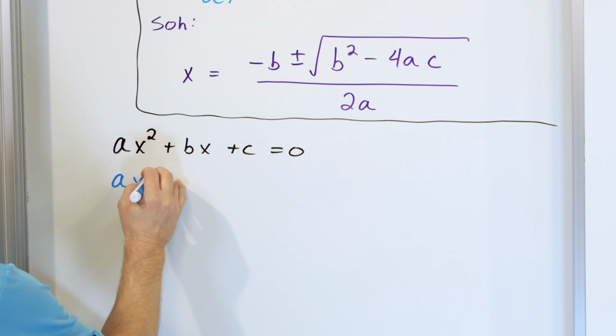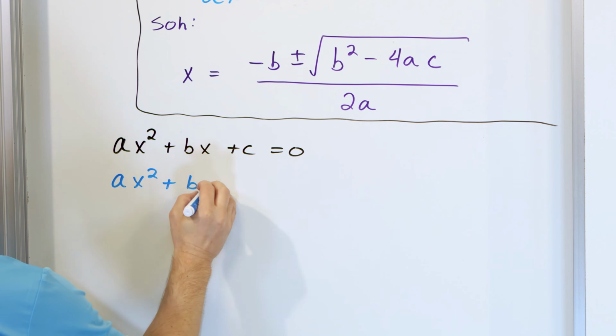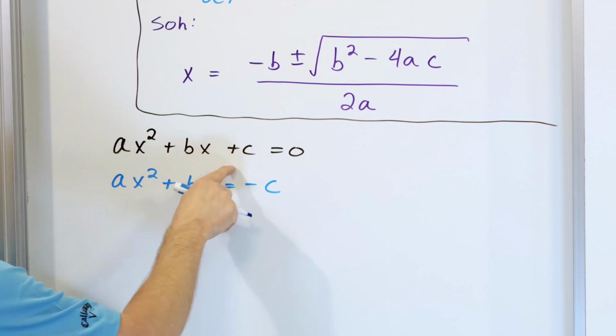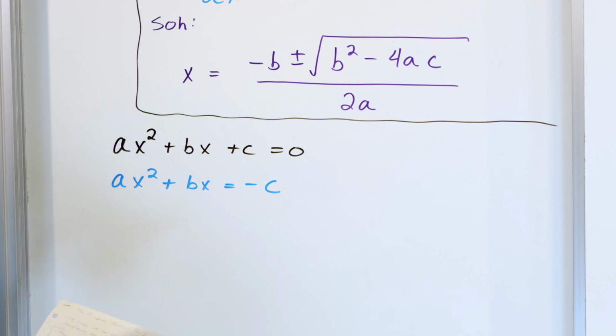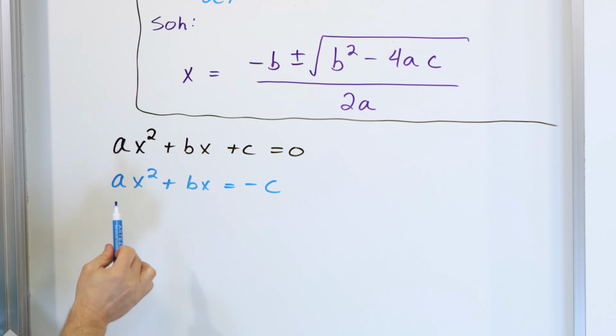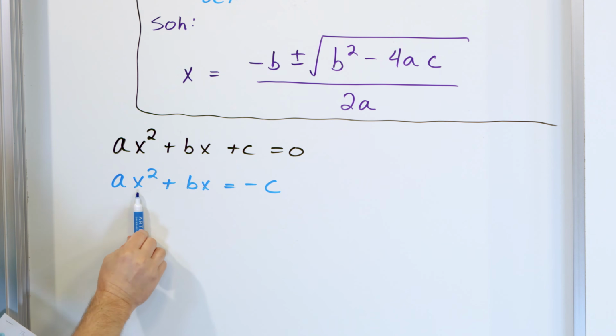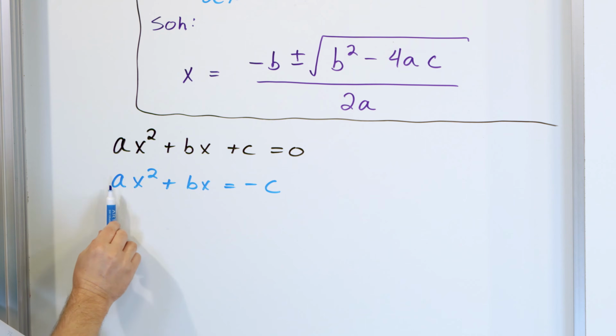So what we would get from this step is the following. All we do is subtract c from the left, so it disappears, and we subtract it from the right, so we get a negative c. The next thing we do is take a look at the coefficient in front of the x squared term. When we did completing the square, we said we have to have this coefficient equal to 1.